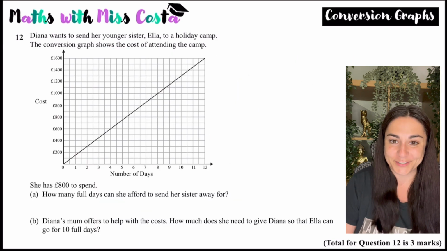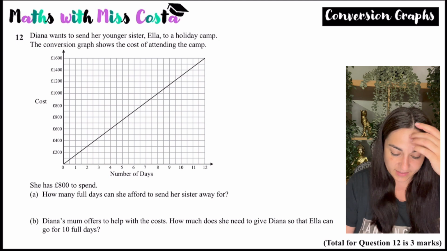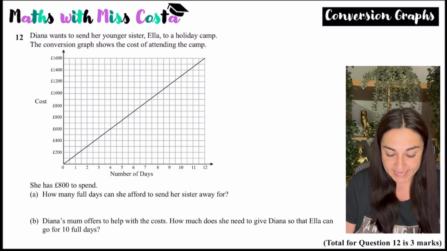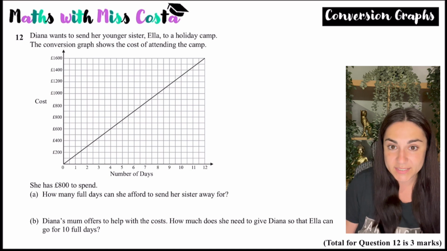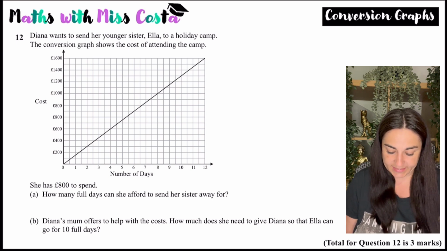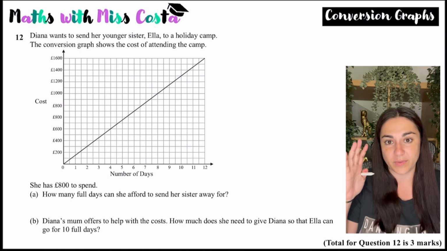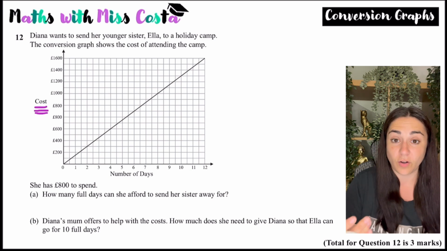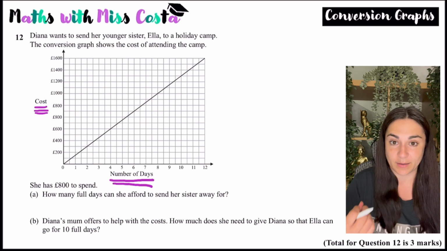Next, I've got a conversion graph. I'm told that Deanna wants to send her younger sister Ella to a holiday camp, and the conversion graph shows the cost of attending the camp. She has £800 to spend. How many full days can she afford to send her sister away for? When you've got a conversion graph, it's comparing two things with each other. In this case, the y-axis compares the cost of the holiday camp, and the x-axis compares the number of days.